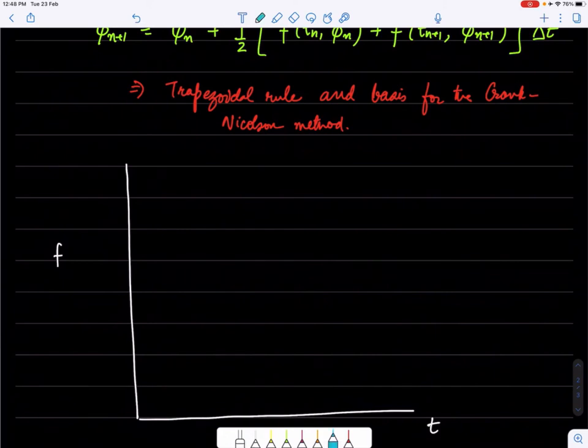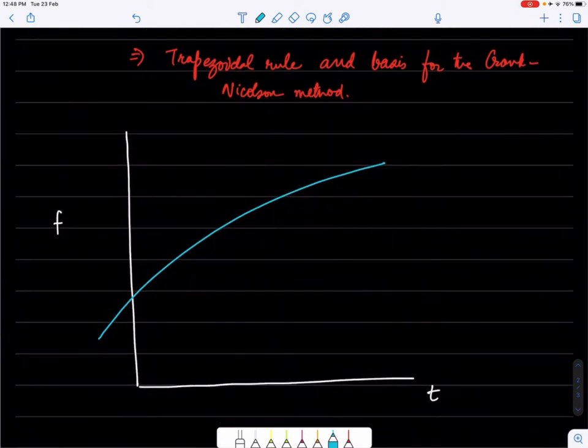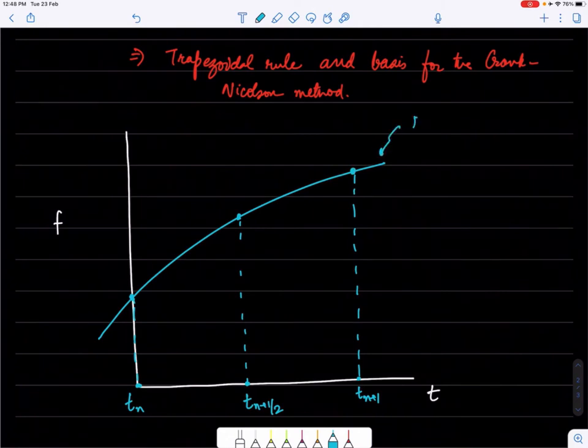Let's say our actual function f has some variation like that, and we are dealing with a short interval. So let me put the interval details here. Let's say this is point t_n, and we have a point t_(n+1), which is equal to t_n plus delta t, and then we have t_(n+1/2) in the middle. So let's just mark down the value of this function at these three locations. So remember, this is the exact function f.